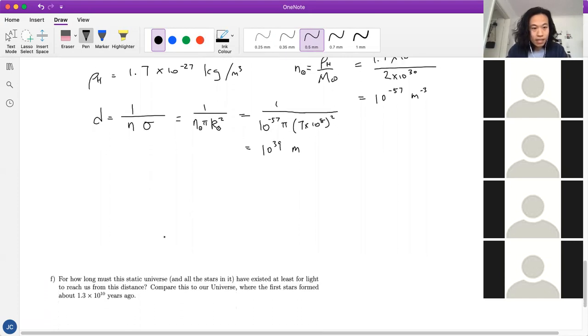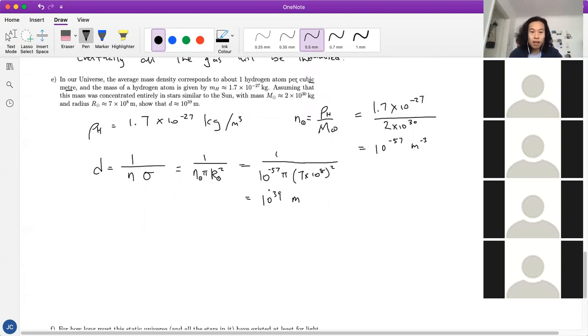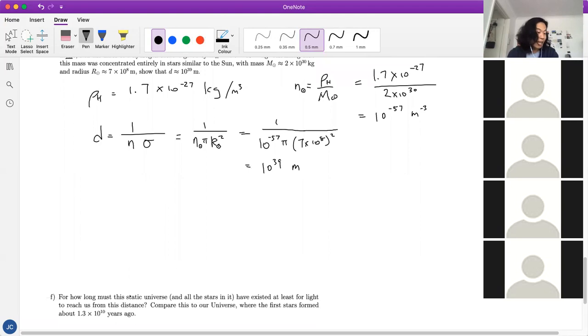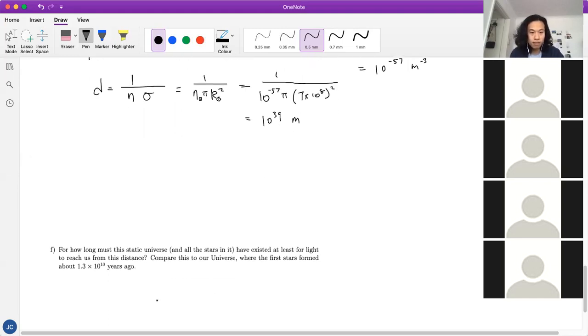Okay. Anyway, given that D, for how long must the static universe and all the stars in it have existed for light to reach us from this distance? Compare this to our universe, where the first stars formed about 10 to the 10 years ago. So the average distance of stars is about 10 to the 39 meters. If the universe formed at some point in time, how long do we have to wait for the light to travel to us? And it's static, so it's not expanding, so we don't have to worry about any of that FLRW business. We just have to calculate how long it takes for light to travel this distance.